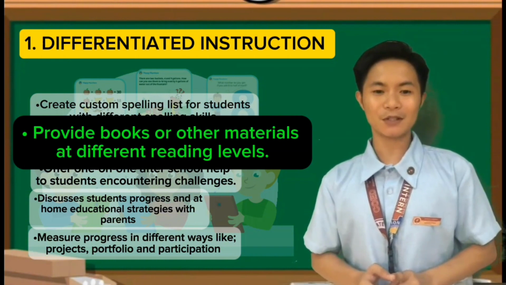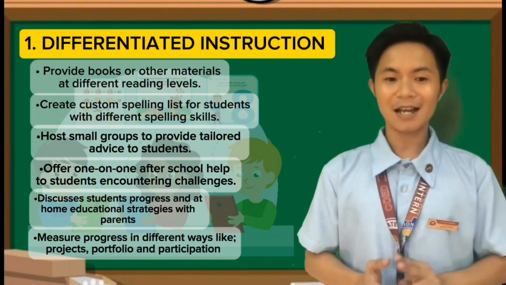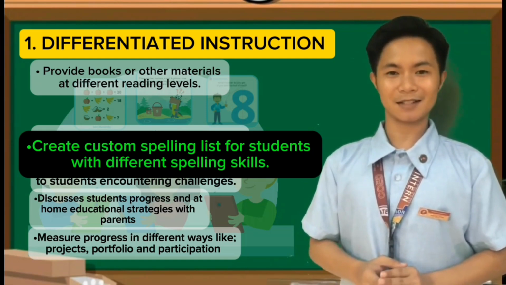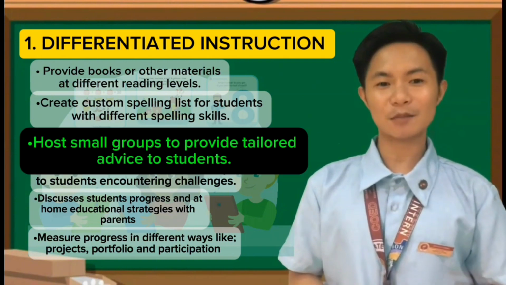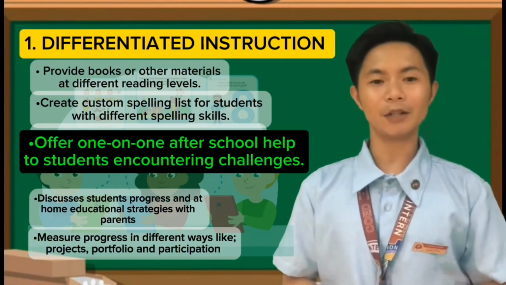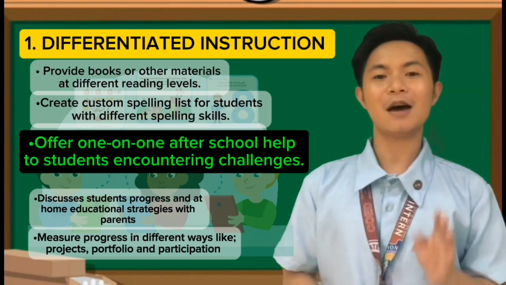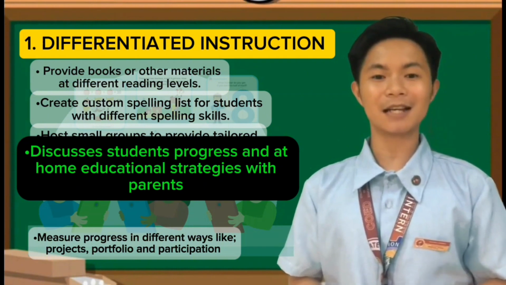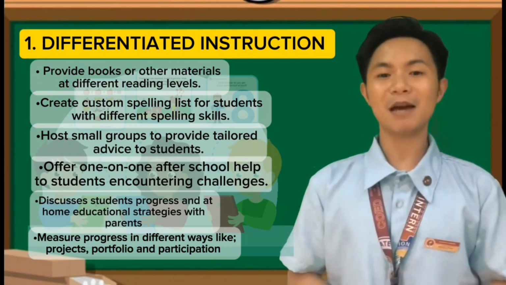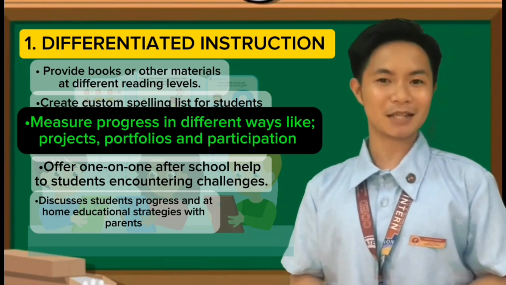First is provide books or other materials at different reading levels. Second, create custom spelling lists for students with different spelling skills. Third is host small groups to provide tailored advice to students. Fourth, offer one-on-one after-school help to students encountering challenges. Fifth, discuss the student progress and at-home educational strategies with parents. And lastly, measure progress in different ways through projects, portfolios, and participation.